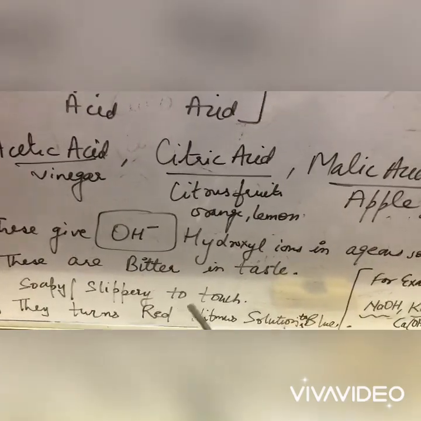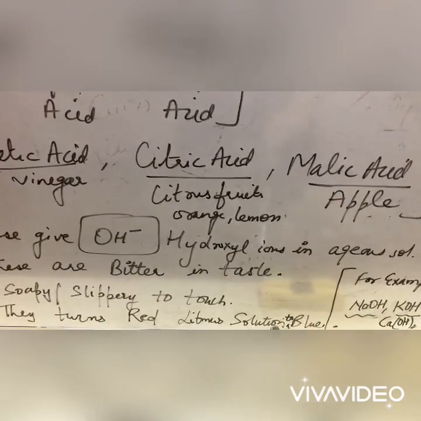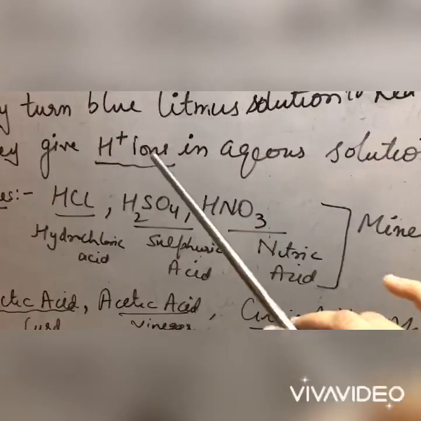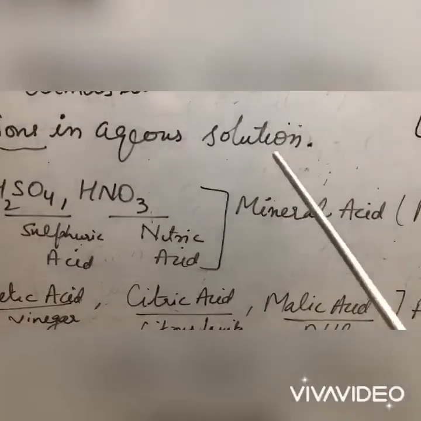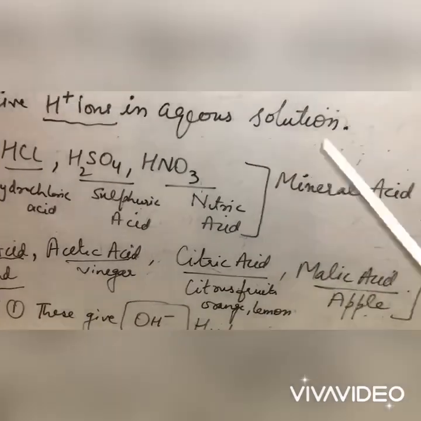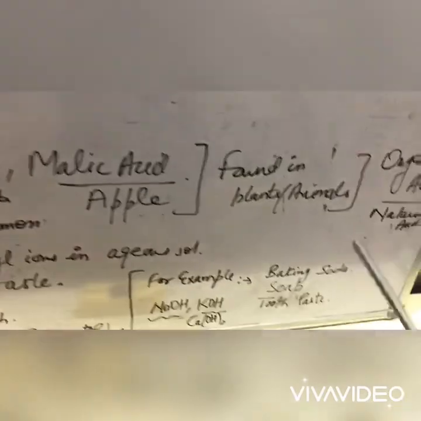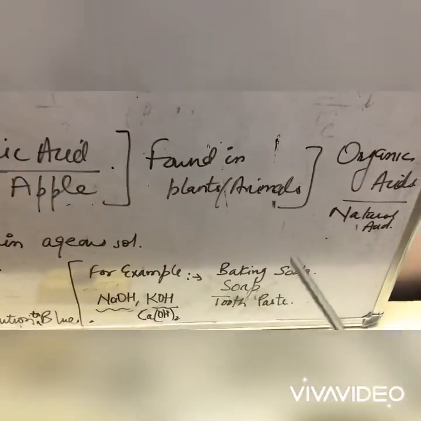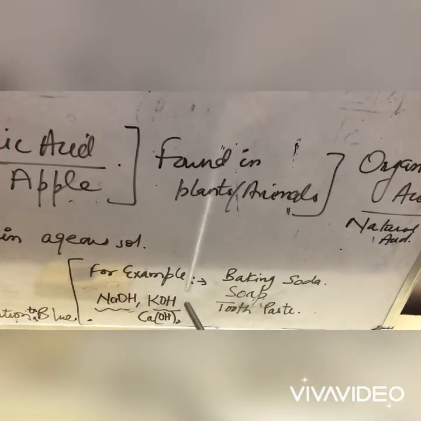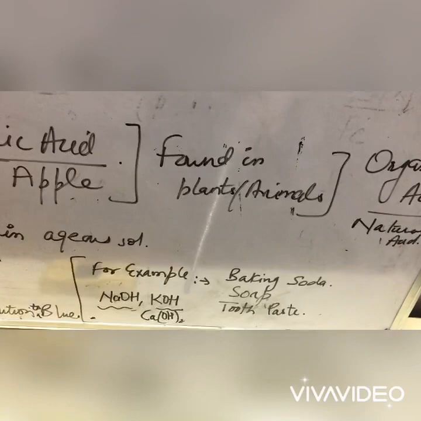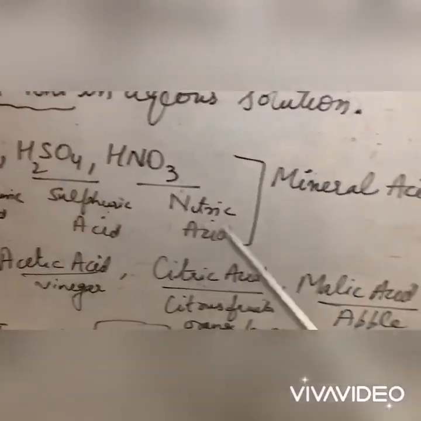And they turn red litmus solution to blue. Red litmus solution, the indicator, what do they convert it into? Blue. But what do acids do? They convert blue litmus into red. And after watching this lecture, you are supposed to write the difference between the acids and the bases. Okay, for example, I told you that baking soda, soap, toothpaste, this is sodium hydroxide, NaOH, this is KOH, potassium hydroxide, this is calcium hydroxide. So these are the bases. Okay, and above here are the acids.